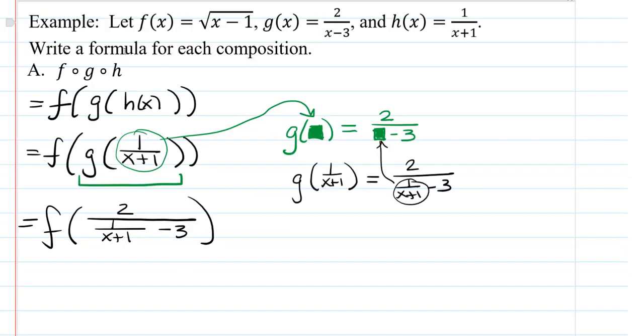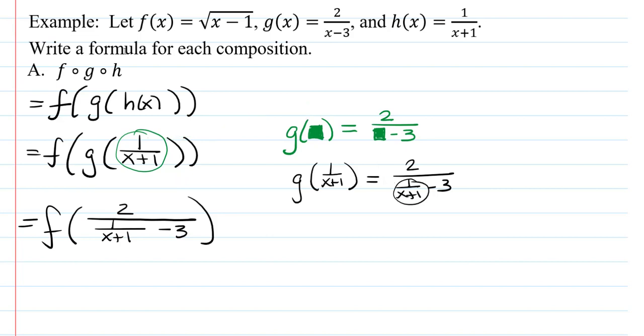Now, you could simplify at this point, but I'm going to choose to leave that for the end. So I'm just going to leave the expression as it's written. And I'm going to plug that whole thing into f. So what's the rule for f? f of x would be the square root of x minus 1. But of course, we're not putting an x into f. We're putting that whole big, crazy looking expression. So think of this as a little box.